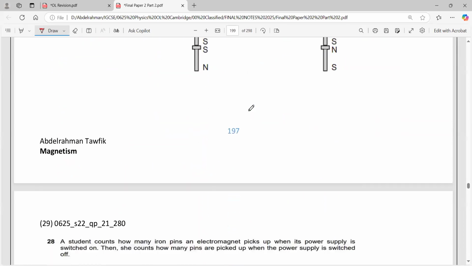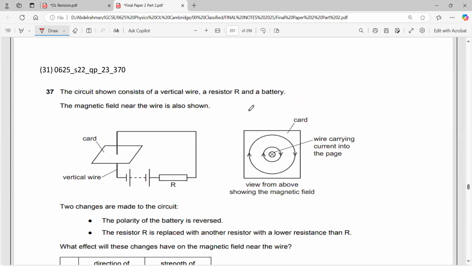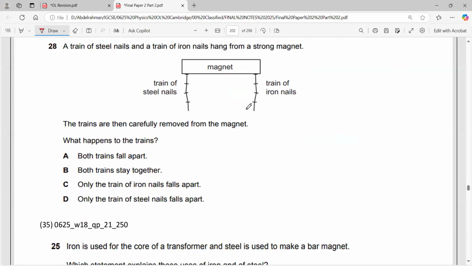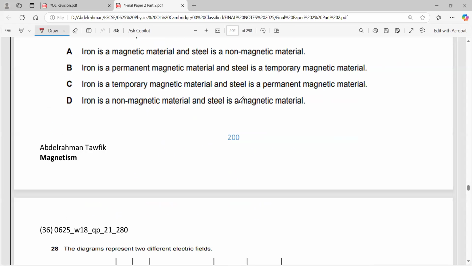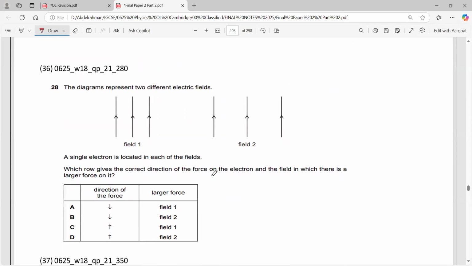These are all rather easy questions. I don't think we have any more very difficult questions. Magnetism is not that difficult for O-level students. For example, this question, I know it's easy, but we can solve it.